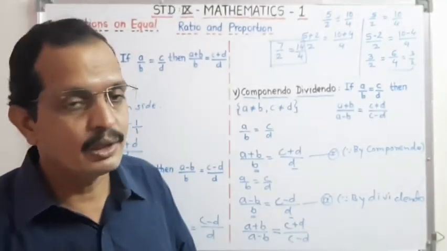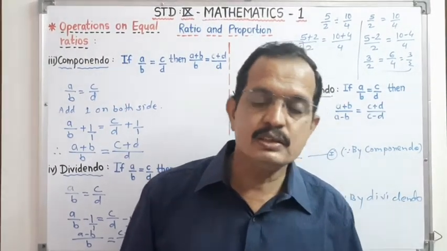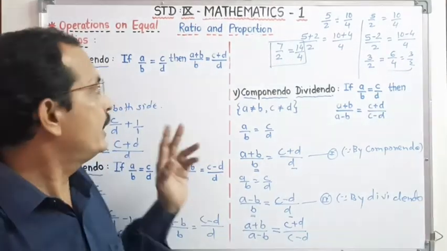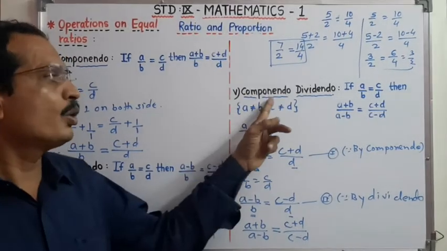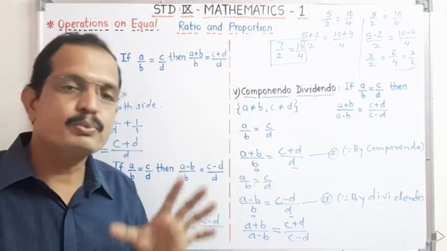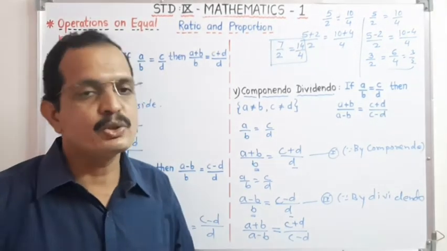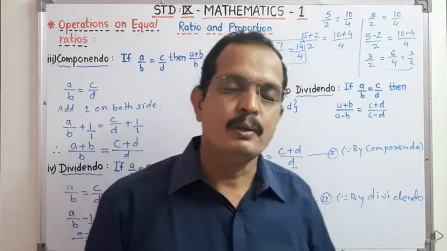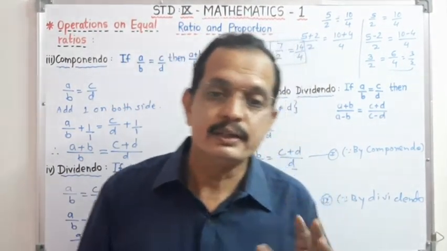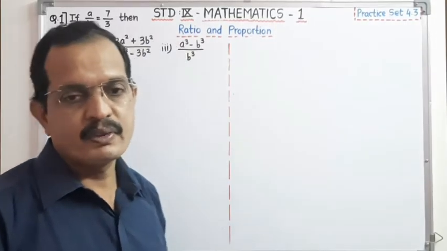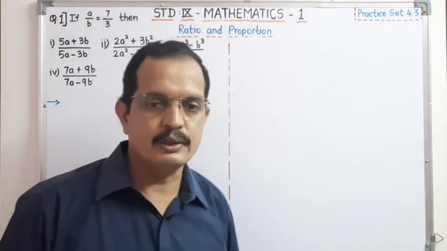Dear student, we learned that the first one is invertendo, the second one is alternendo, then we got componendo. Just now we learned the dividendo and componendo-dividendo. All these properties, all these operations are most important, and dear student, based upon this, now we have to start with practice set 4.3. Dear student, see the first question from practice set 4.3.